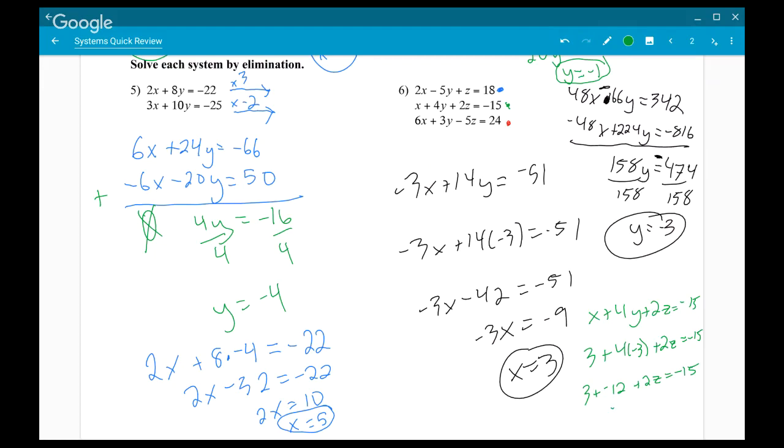Combine like terms, I get negative 9 plus 2z equals negative 15. I'm going to add 9 to both sides. I get 2z equals negative 6. Divide by 2. Z equals negative 3. Oof, that was an ordeal.